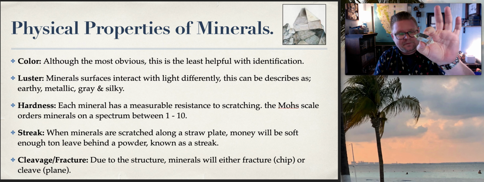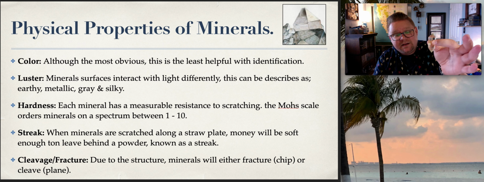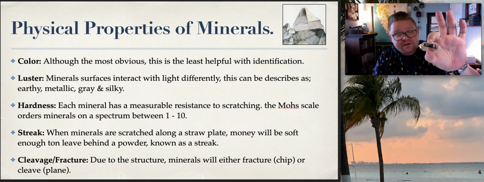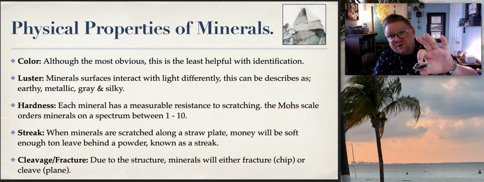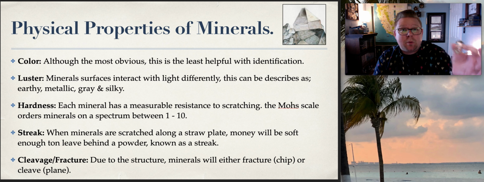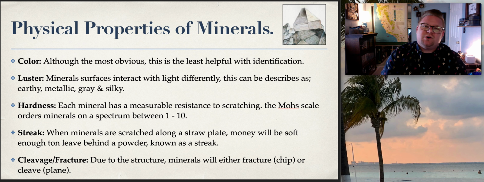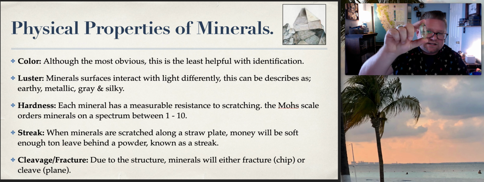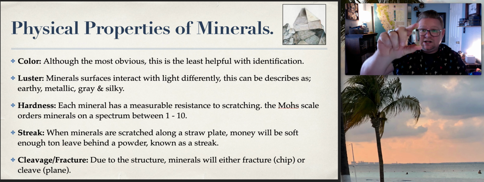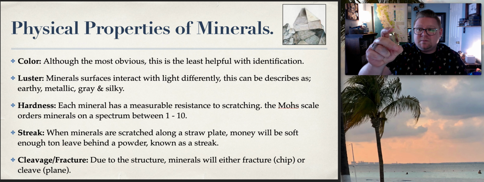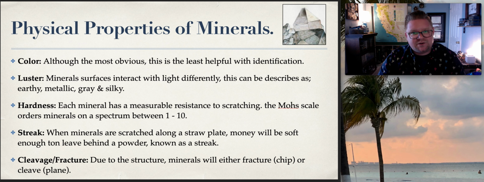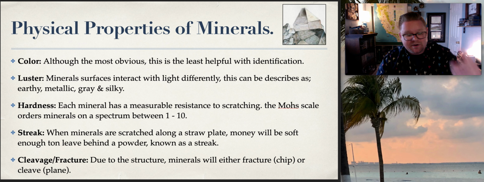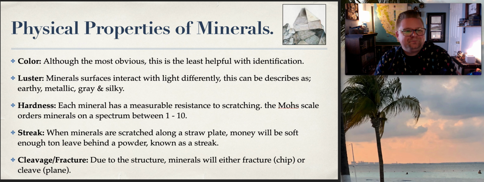Well, that being said, there's yellow quartz, there's smoky quartz, there's rose quartz, which is more pink. There's purple quartz, which is amethyst. So again, just because it's yellow doesn't mean it's quartz. If it's yellow, it can be quartz. It could be apatite. It could be a different variation of fluorite. I mean, it doesn't really narrow it down too much. So although it is the first property we see, it's probably the least helpful.